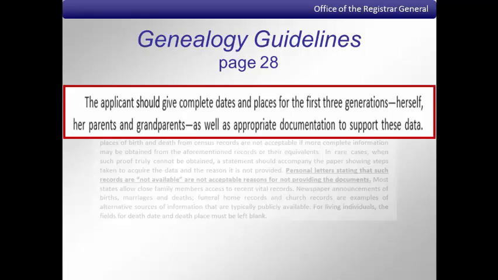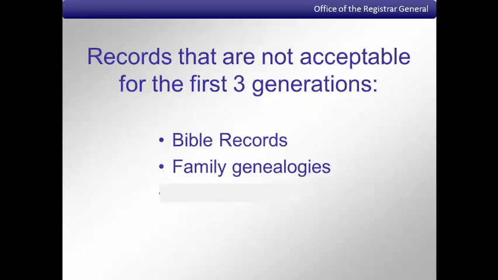The applicant must provide a copy of her birth certificate or equivalent document naming both parents. It is expected that vital records such as birth and death records will be provided. Bible records and family genealogies are not acceptable documentation for the first 3 generations.